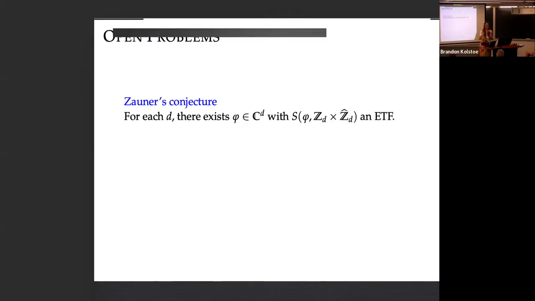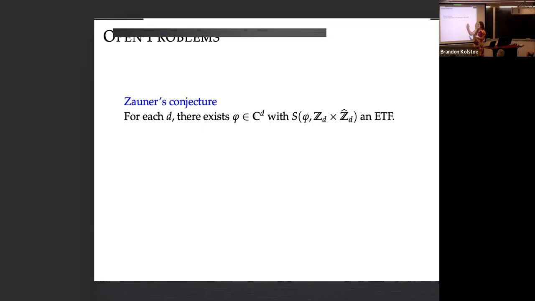Okay, so what are some important open problems involving Gabor? There's Zauner's conjecture. This is actually the strong version of Zauner's conjecture, but it says that for every d, there exists a phi in C^d, where C^d here is little l2 of Z_d, where the Gabor system generated by all the translations and all the modulations is an ETF. This is an open problem. There's currently not even an infinite class of known d where this works.